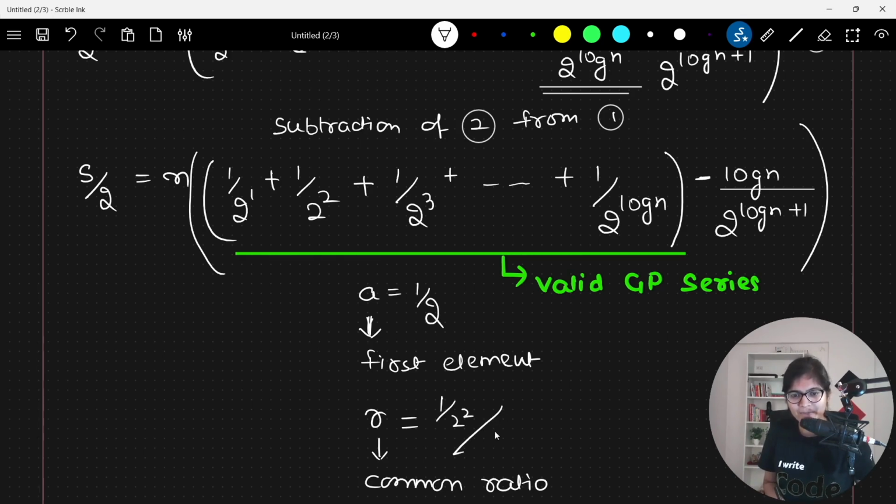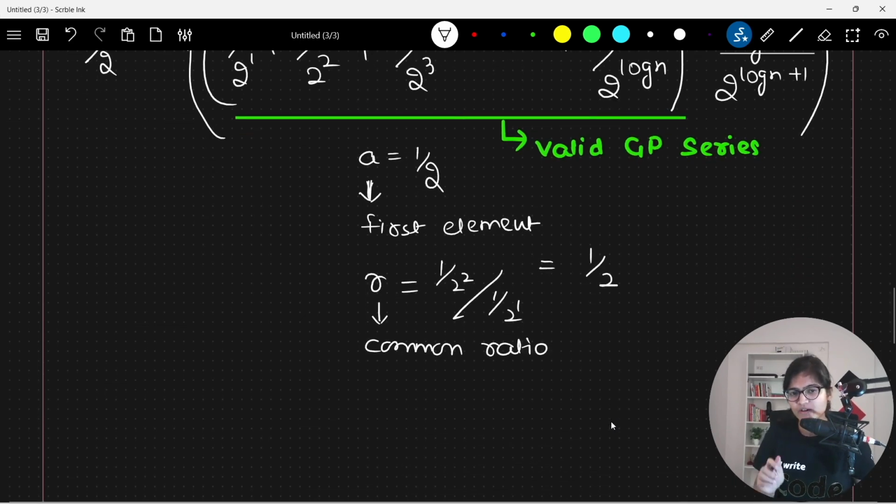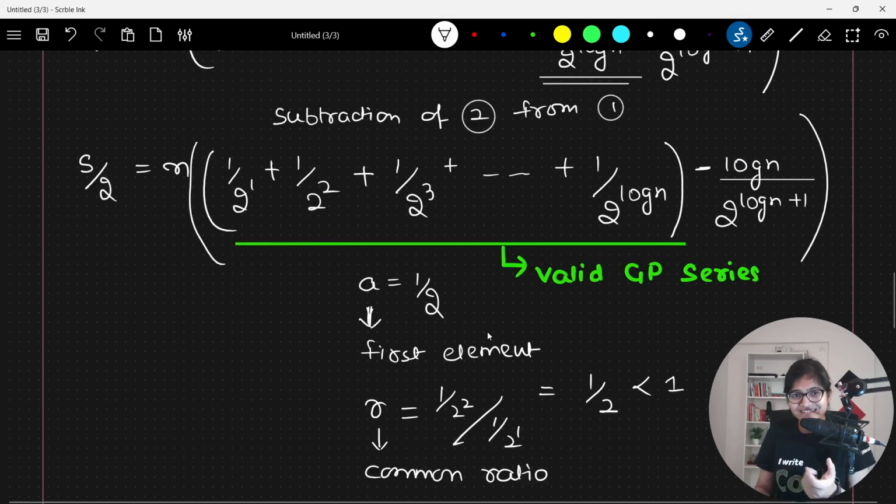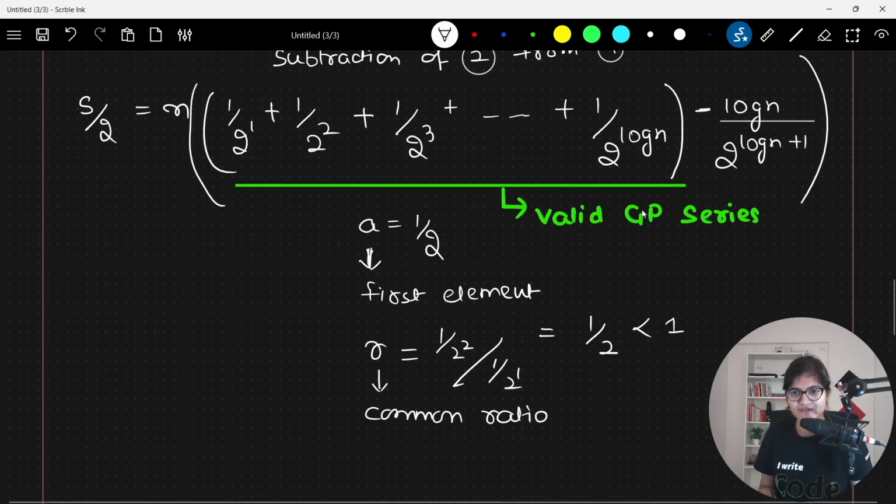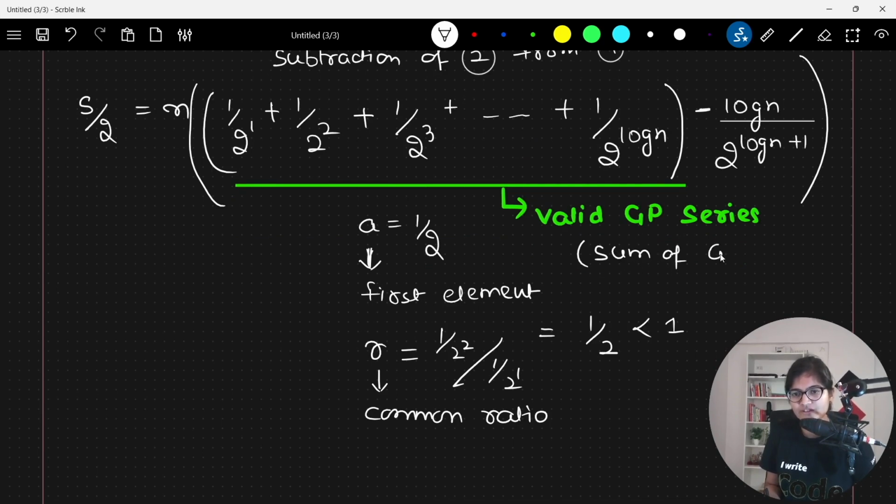So it is nothing but (1/2)^1 divided by (1/2)^1. So here you will be able to get the common ratio as 1/2. If you observe, this common ratio is less than 1. Now this is the summation of a GP series. Here you can apply the formula for the sum of a GP series.